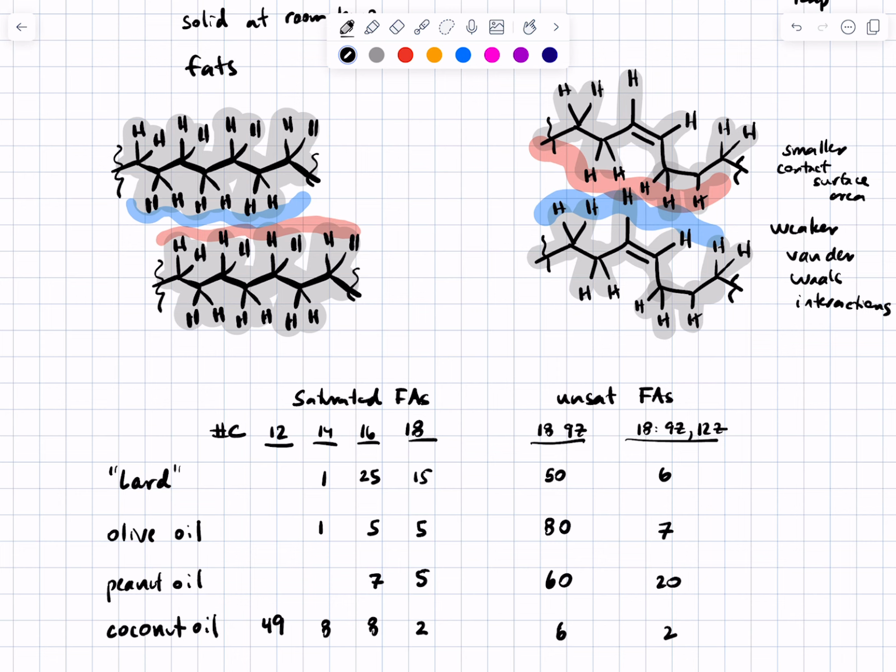Anyway, let's talk about what's going on with oil rancidity. Because this is a problem for oils, but not for fats in general. Not for fully saturated fatty acids.